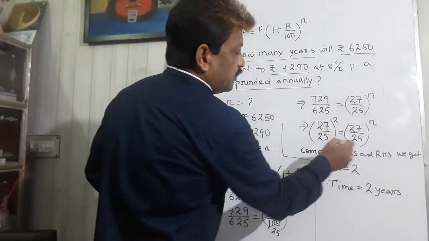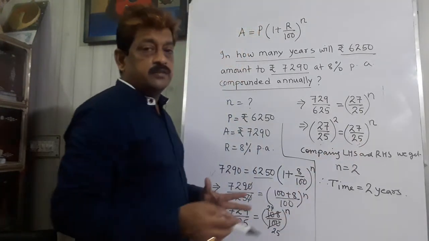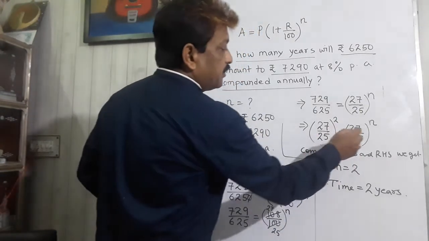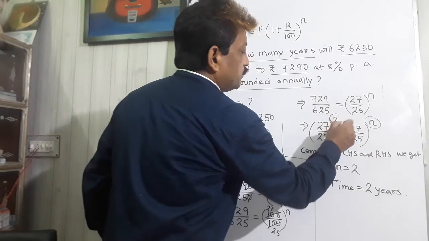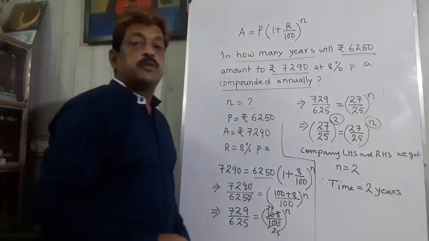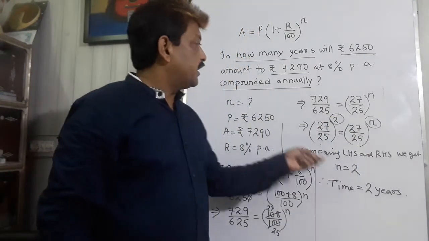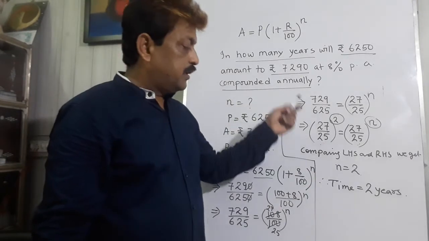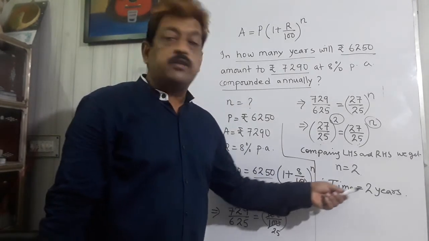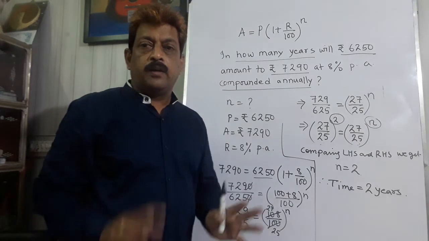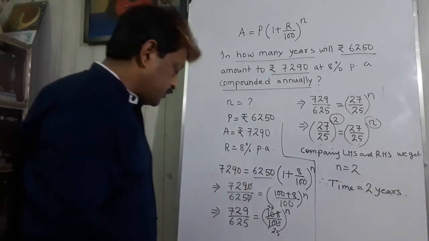Now the bases are equal on both sides, that is LHS and RHS. So by comparing we get n is equal to 2, or the time is equal to 2 years. It means it is a case of annual rate of interest, that is why n and time are equal. Okay, understood? Okay. One more sum.